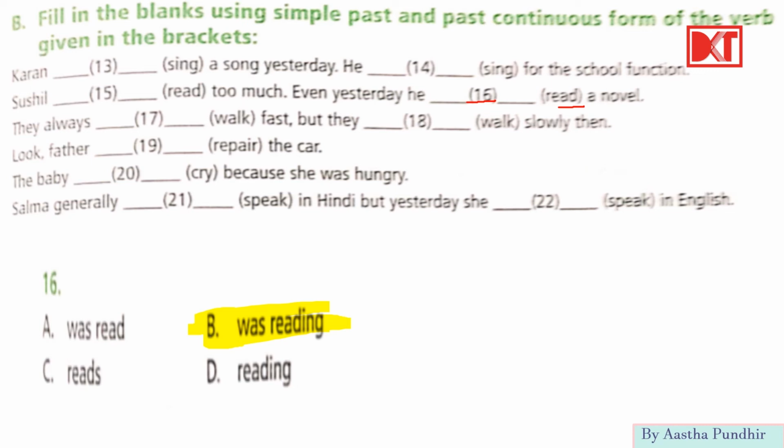Alright, so for the rest, because this is past continuous. Okay, and how do we form past continuous? The subject, then either was or were, and then the verb and the ing form. Alright, as for the other options, A was read, this is incorrect. Then reads is simple present. Reading is the continuous form. So all of these are incorrect. The correct answer is B. Even yesterday he was reading a novel.